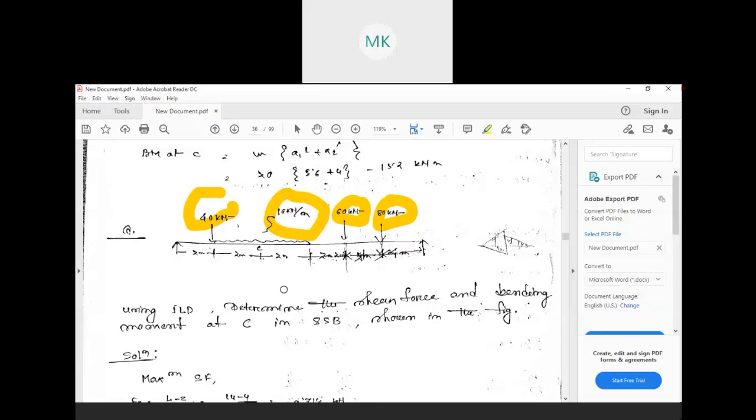So what is our aim? Using ILD, we need to determine the shear force and bending moment at C in the SSB shown in the figure. C means this point. At this point C, we need to find the shear force and bending moment as per the ILD. SSB means simply supported beam, as all of you know. So the system is the same. First we need to find the shear force, then the bending moment, and after that the ordinates as per the loading. So let's go step by step.